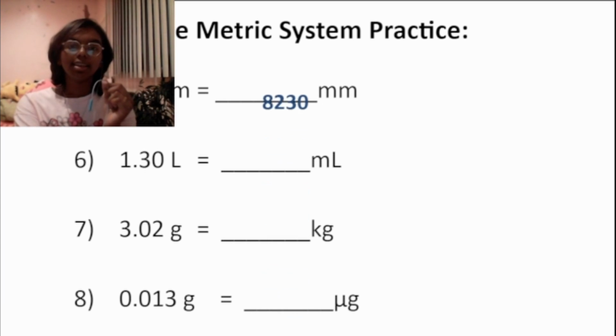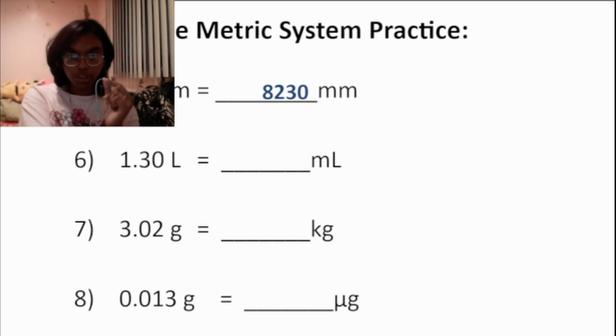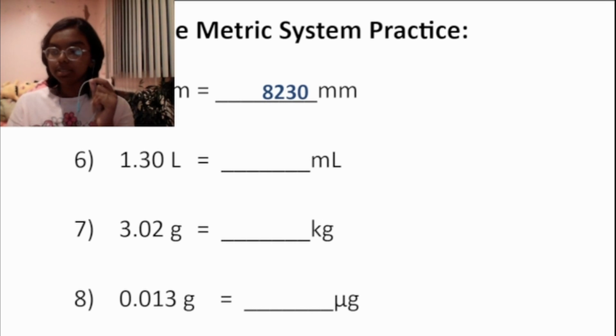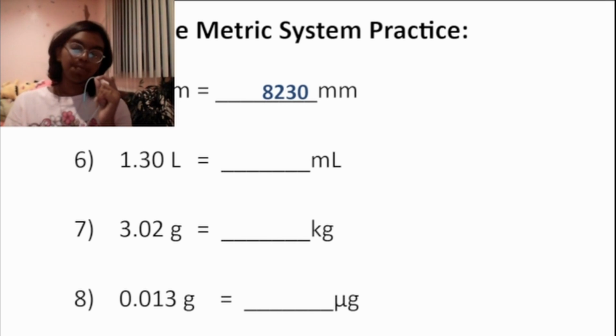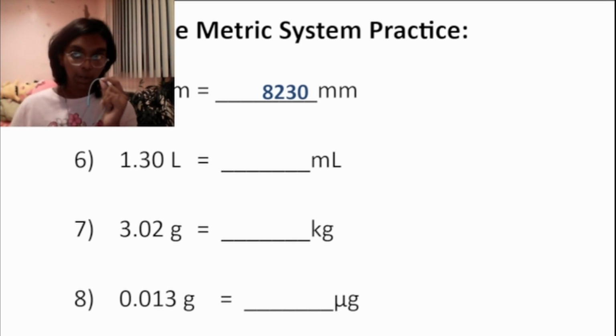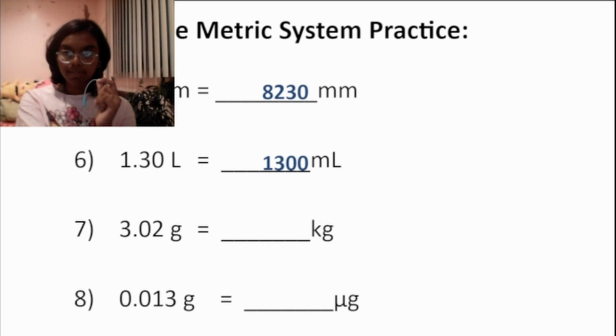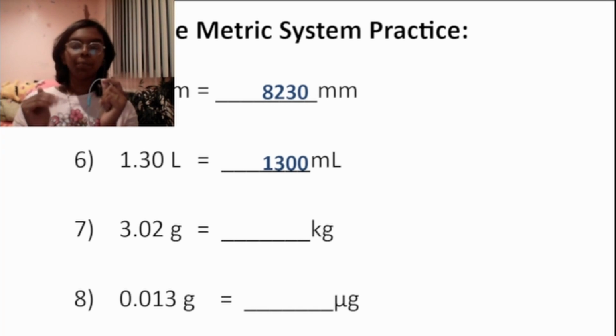Okay, 8.23 meters is 8,230 millimeters. Why? Again, milli means 10 to the negative third power, right? And you're moving down the ladder, so you move the decimal places 3 places to the right. Okay, 1.3 liters is 1,300 milliliters. Why? Milliliters, 10 to the negative 3. You're going down the ladder, you move 3 places to the right.